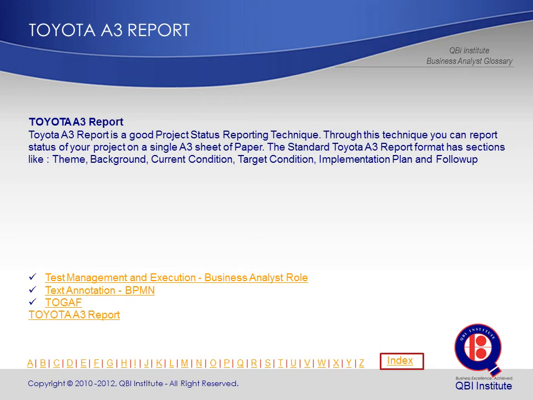Toyota A3 report. Toyota A3 report is a good project status reporting technique. Through this technique, you can report the status of your project on a single A3 sheet of paper. The standard Toyota A3 report format has sections like theme, background, current condition, target condition, implementation plan and follow-up.